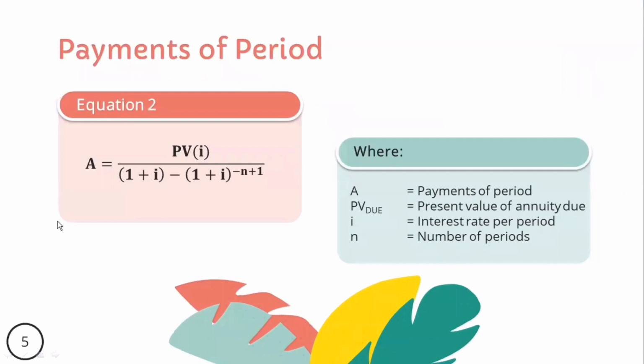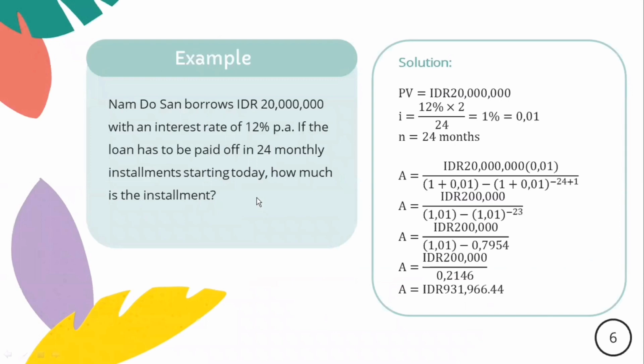Next is payments of period. The formula of payments of period is A is equal to PV times i over (1 plus i) times (1 minus (1 plus i) to the negative n). So this is the example. A is like this.